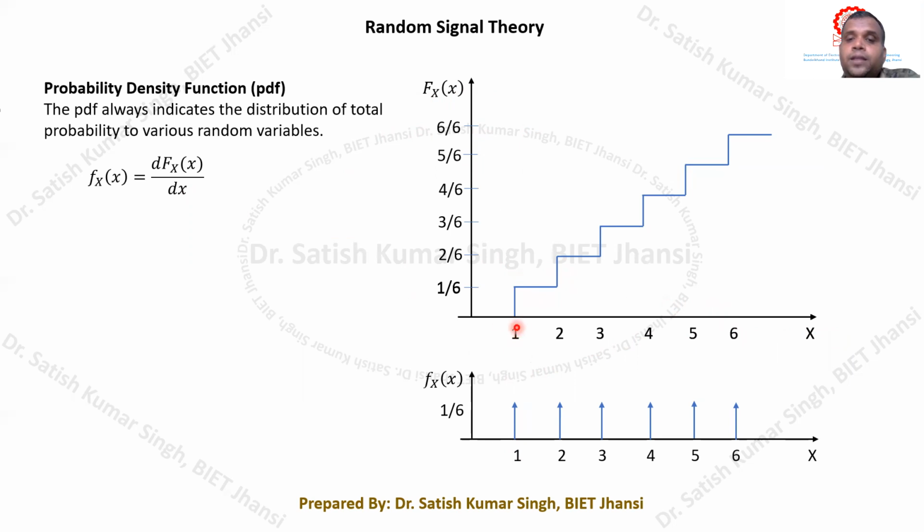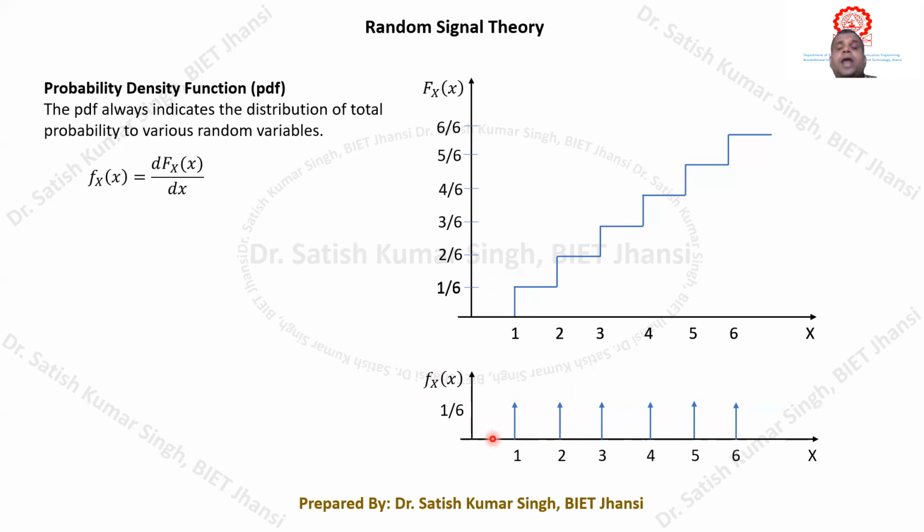We know that all the outcomes are equiprobable, so the step size everywhere is equal, and that is equal to 1/6. Whenever you perform the differentiation of this function, we know that for a constant the differentiation will be equal to 0, and whenever there is a step change, that step change will have its differentiation equal to a delta function. So here we have the delta function at 1, 2, 3, 4, 5, and 6, and all these delta functions have magnitude equal to 1/6.